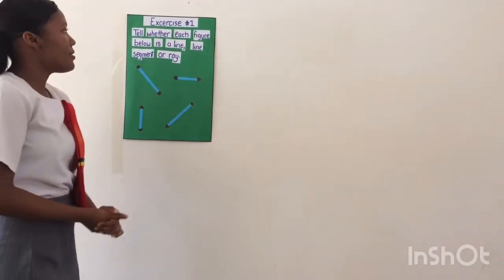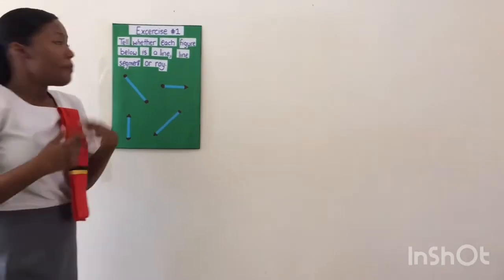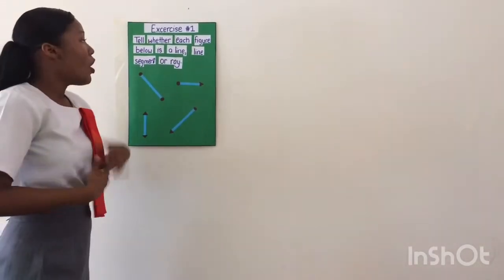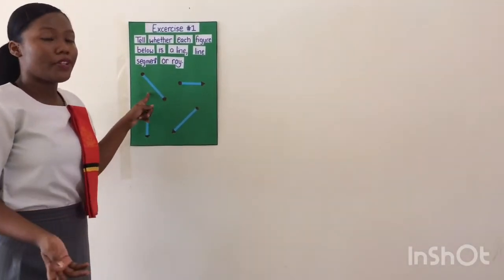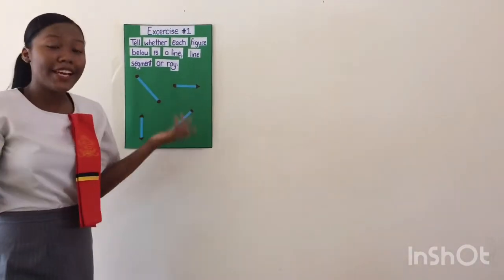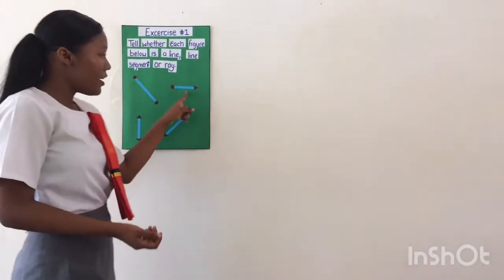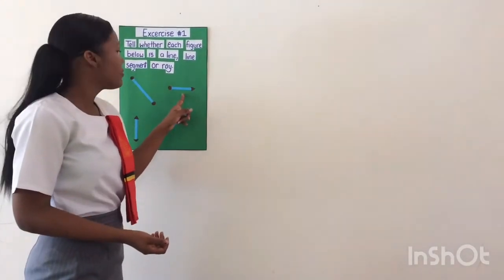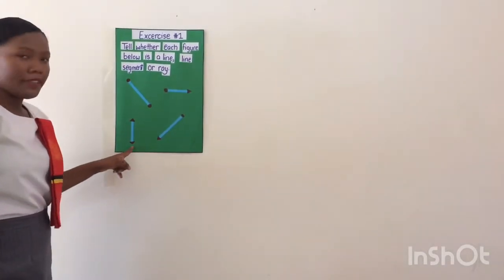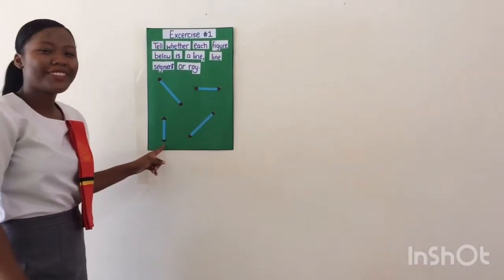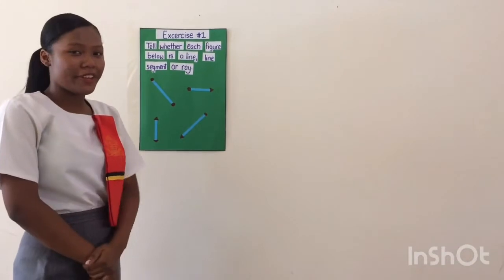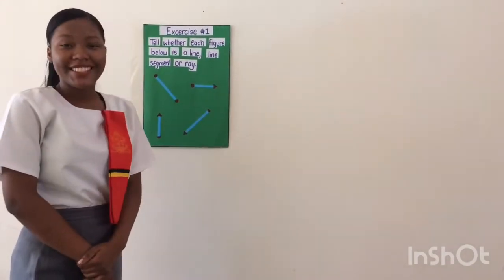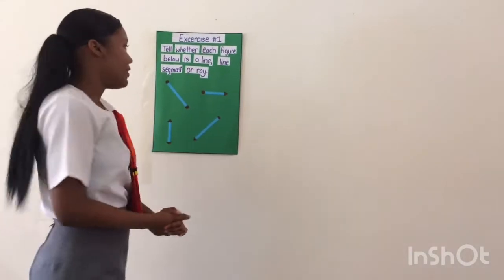So exercise 1 states, tell whether each figure below is a line segment, or a ray. So Michael, what is this figure? A line segment, or ray? It's a line segment. Excellent. Now Mariah, can you tell us what this is? Right, a ray. Now Jadelle, what is this line? Well, you got it. I said it, right? It's a line. And what is this figure? Yes, it's a ray. Good.